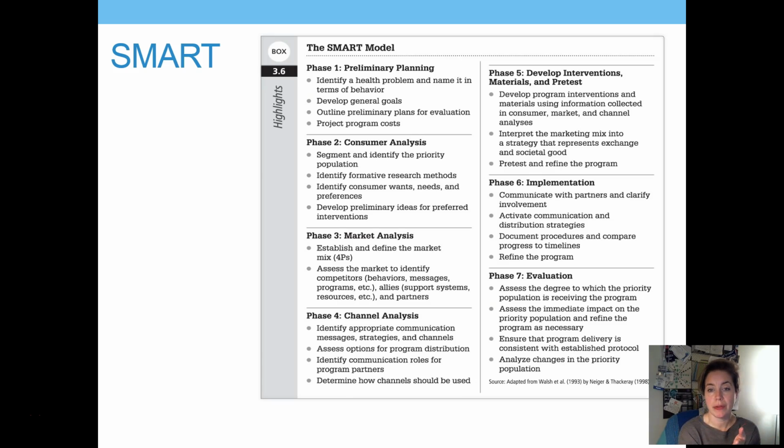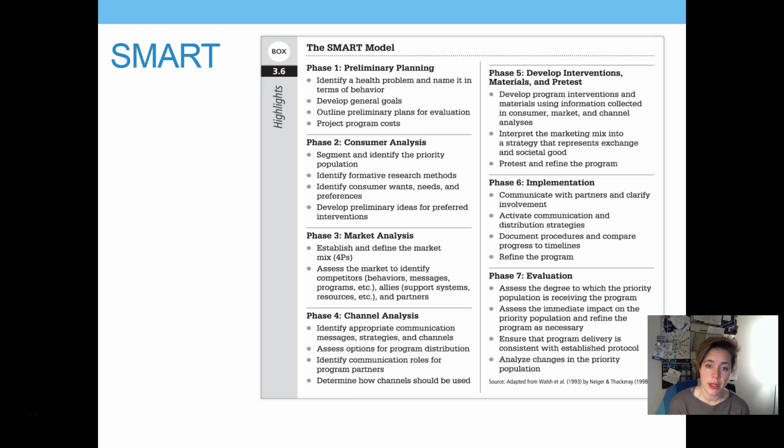In phase 2, you're segmenting and identifying the priority population. You're identifying formative research methods, again, kind of looking at literature to see what's happening, identifying wants and needs and preferences of the community members themselves, and developing preliminary ideas of preferred interventions. So again, it's a bit of a needs assessment, and it's still pre-planning, figuring out where you want to go and how you want to get there.